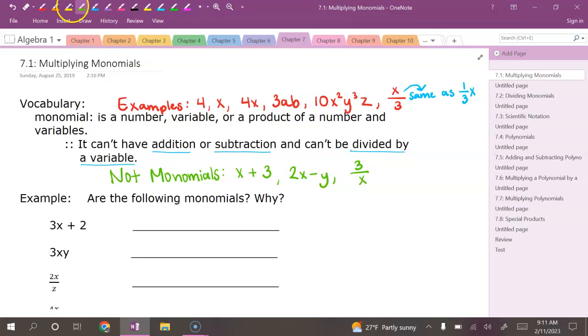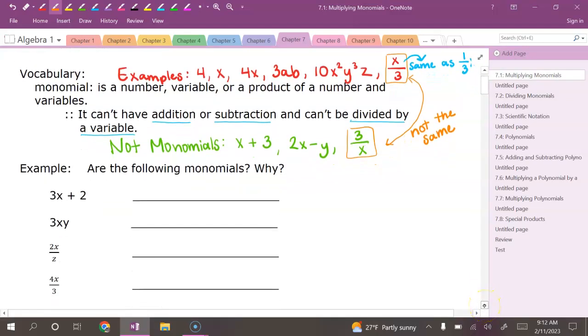I would say that those cases, like this one and this one, okay, these are not the same. These are the ones that probably confuse or trick students the most. Sometimes students see a fraction and they automatically think, nope, it can't be a monomial. But remember, you have to really look at that fraction. The only time it's an issue is if there is a letter in the bottom of the fraction. So I want you guys to take a minute here and look at this example. There are 4 problems here.